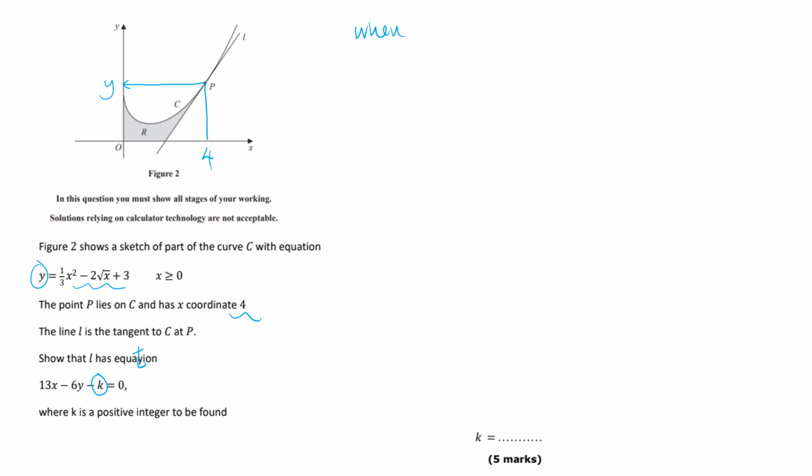So when x is equal to 4, y is equal to 1/3 times 4 squared, that would be 16 over 3, minus 2 times root 4, which is 2, so it'll be minus 4, plus 3. So y is equal to 16/3 minus 1, which is 16/3 minus 3/3, which is 13/3. So that point there is 13/3.